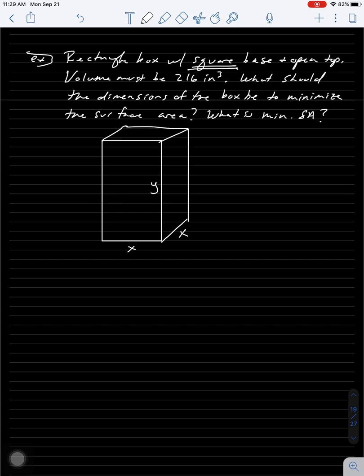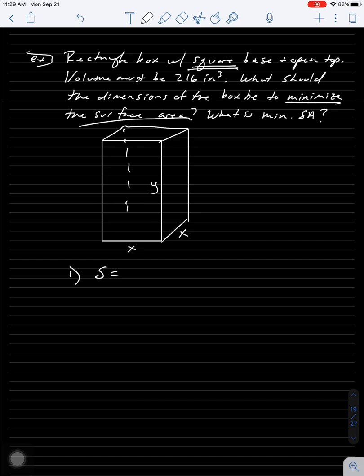My first thing is to talk about what I want to minimize or maximize. I want to minimize the surface area, so I need to figure out what the surface area is. I'm going to call that S, surface area. And the way you find the surface area of any object is you just add up the areas of each side.